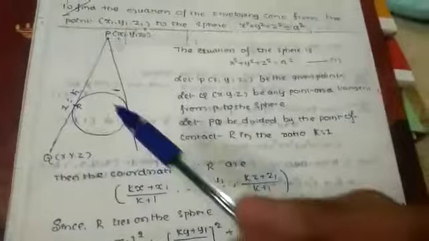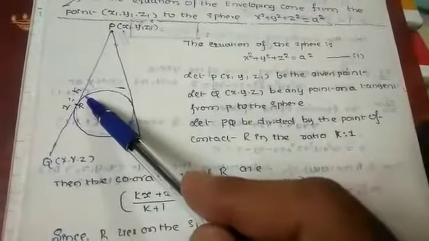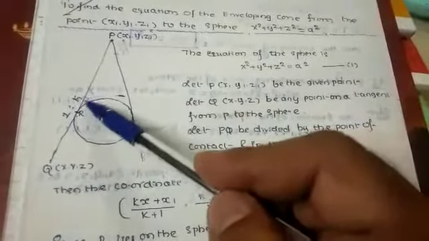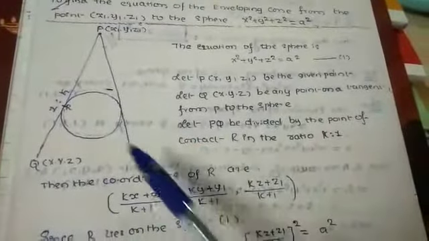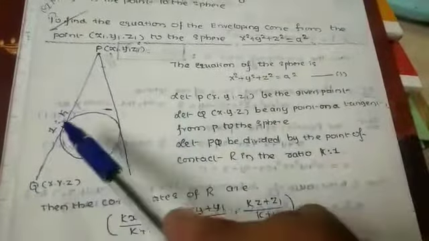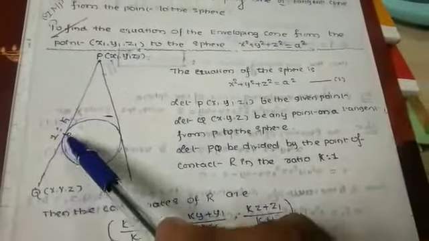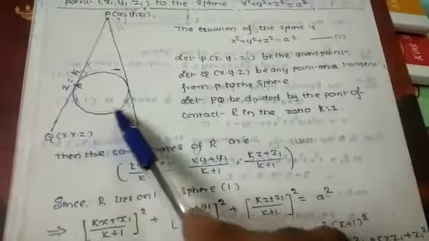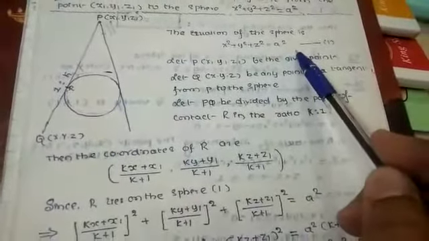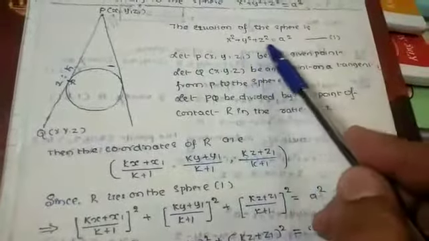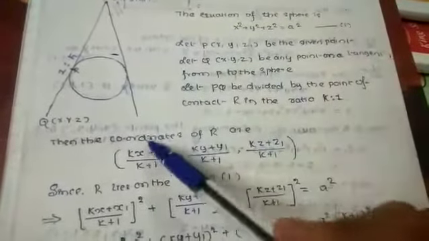In order to find the coordinates of R: (kx plus 1 into x1) divided by the sum of the ratios, that is k plus 1, comma, (ky plus 1 into y1) divided by k plus 1, comma, (kz plus 1 into z1) divided by k plus 1. So these are the coordinates of R. This R lies on the sphere, and the sphere equation is given, so that point must satisfy the equation of the sphere. So substitute these values of x, y, z.